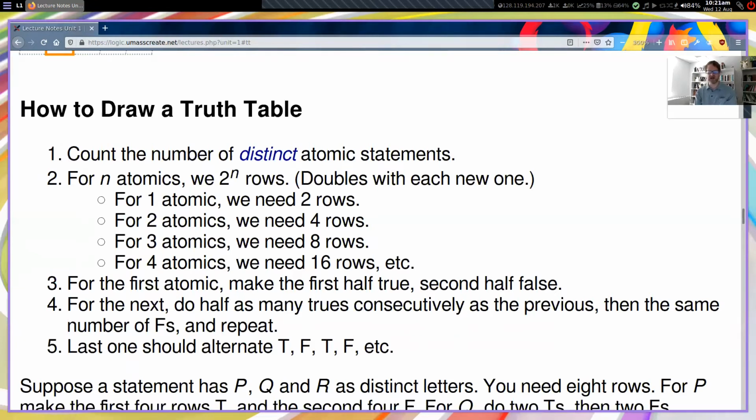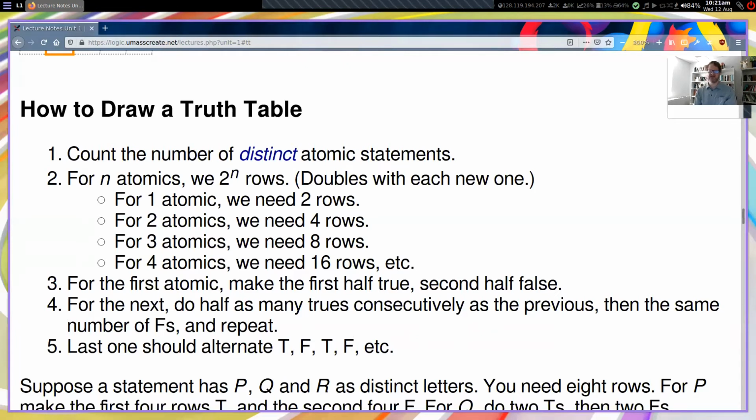Now that sounds really complicated, but it's not actually that complicated. It means you need 2 rows if there's 1 statement. If there are 2 statements, you need 4 rows. If there are 3 statement letters, you need 8 rows. If there are 4 statement letters, you need 16 rows. We're not going to go above that. You don't need to calculate 2 to the power of n. Just remember that if there's 1, you need 2. If there's 2, you need 4. If there's 3, you need 8, and so on.